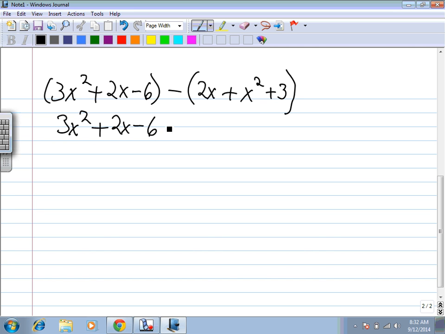So now this was positive. This has to become negative. This was positive. It has to become negative. This was positive. It has to become negative. Then everything else, we do the same. You combine like terms, so I'm going to quickly go through it. I will use different colors. I have a 3x squared, minus an x squared.